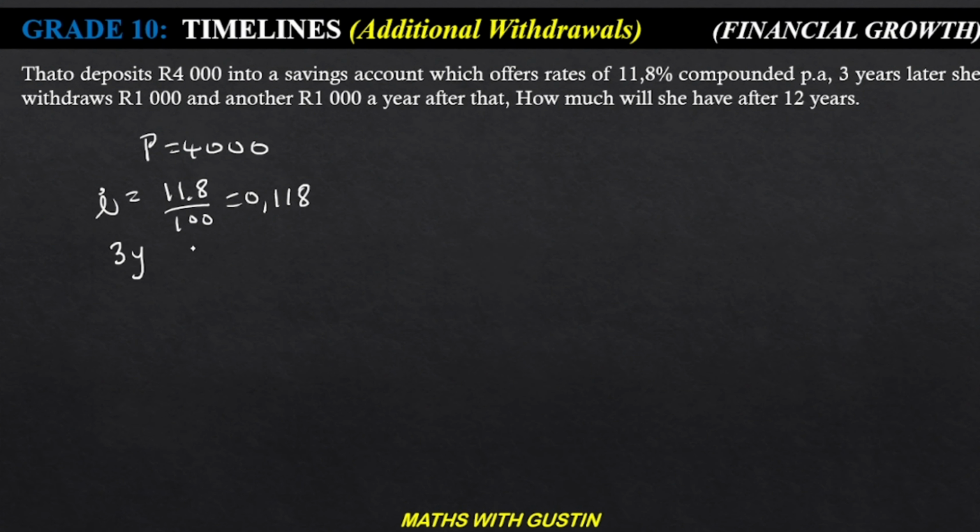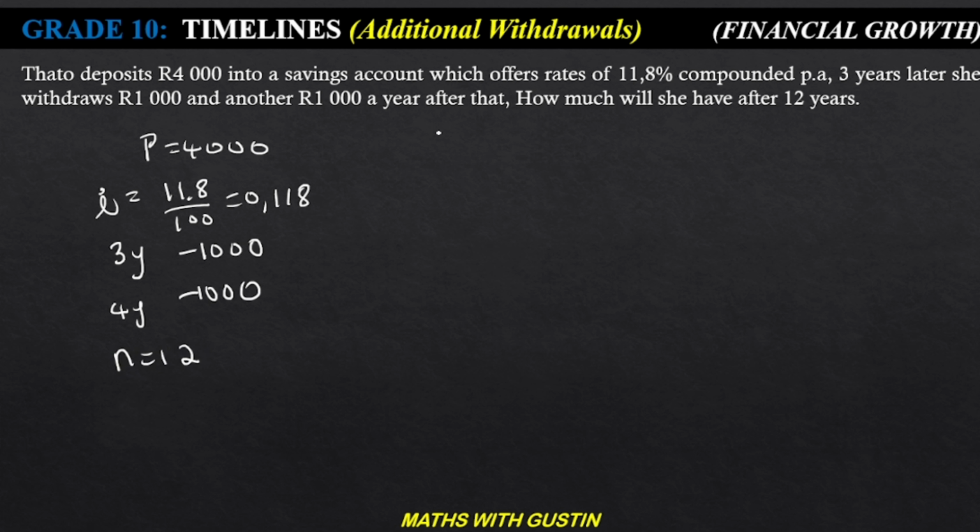in 3 years, how much money was withdrawn? 1,000 was withdrawn, and then another 1,000 a year after that. So after this year, which is going to be the fourth year, another 1,000 was withdrawn. How much money will Tato have after 12 years? Okay, and it's going to be 12 years.